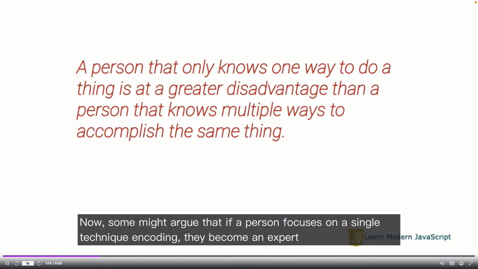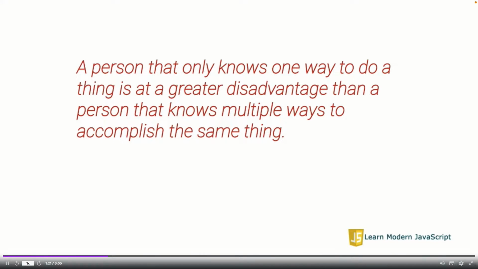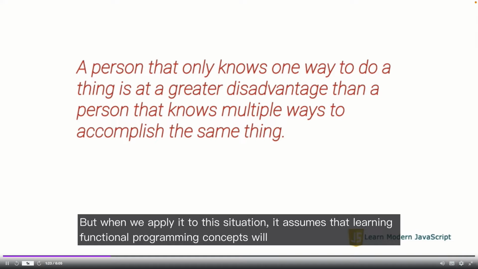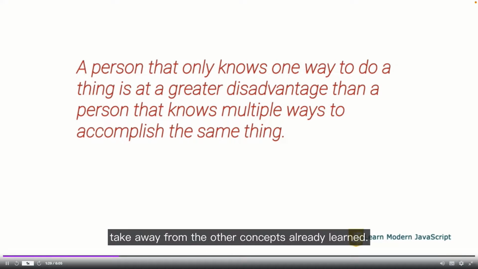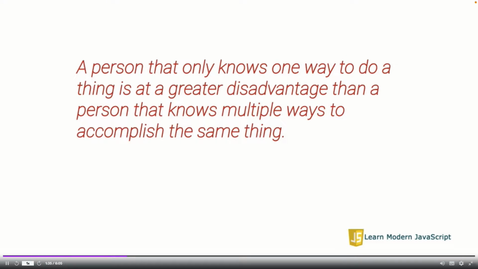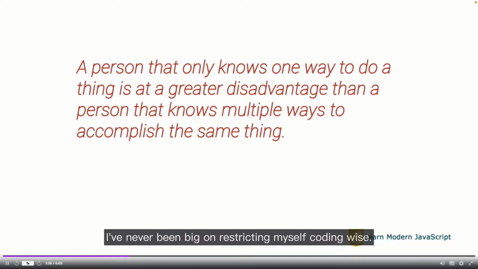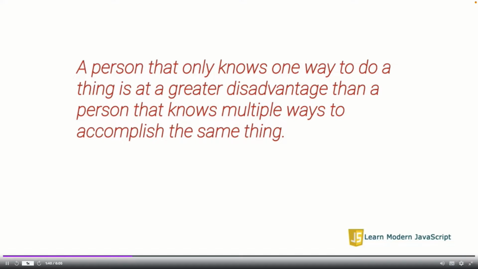Now, some might argue that if a person focuses on a single technique in coding, they become an expert at it. Now, that's true, but when we apply it to this situation, it assumes that learning functional programming concepts will take away from the other concepts already learned. I don't believe that. It will add to what you already know. I've never been big on restricting myself coding-wise.